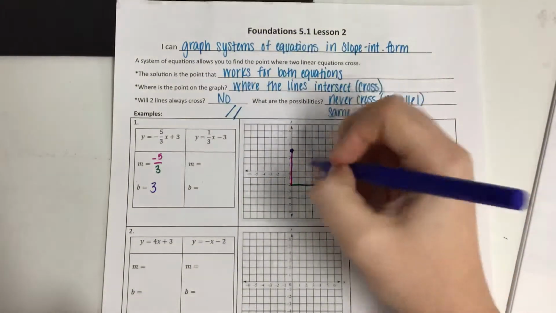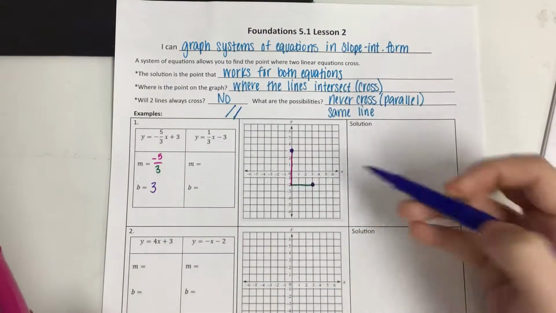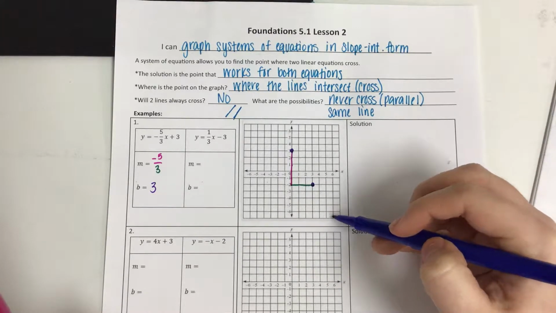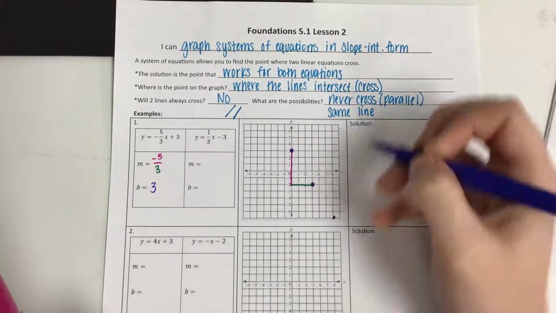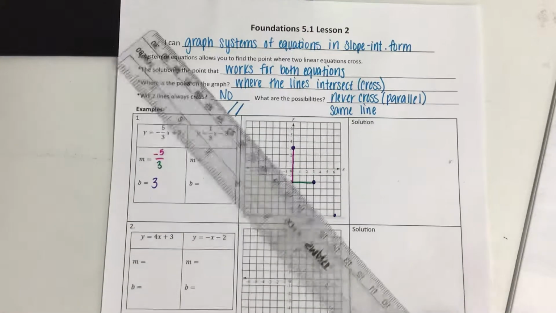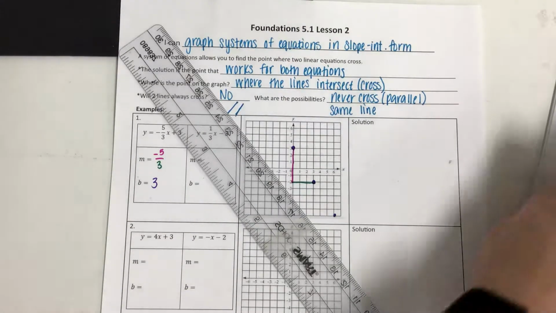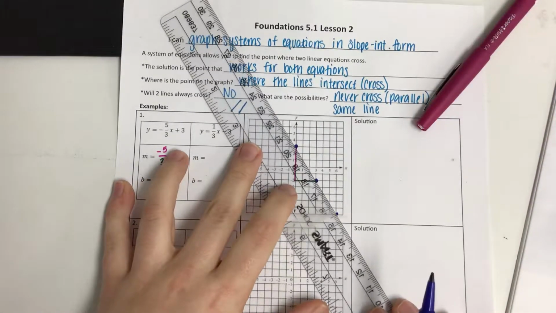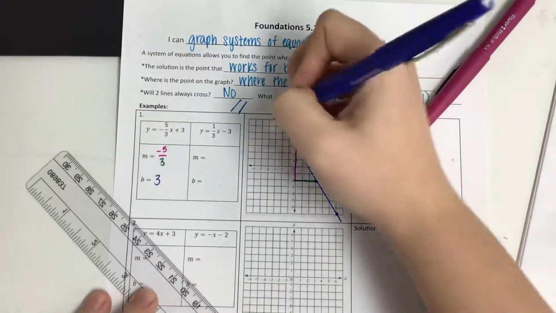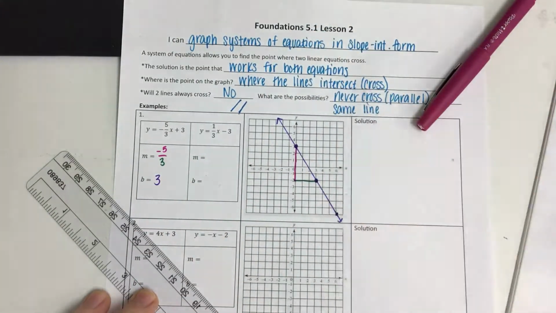Let's see here. If I go down 5, 1, 2, 3, 4, 5, and right 3 again, I can do that. I cannot go up 5 and left 3 again, though. So then we can go ahead and draw our line for this equation. This is our first line.